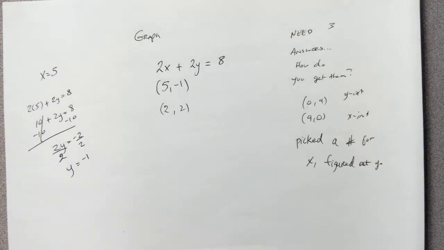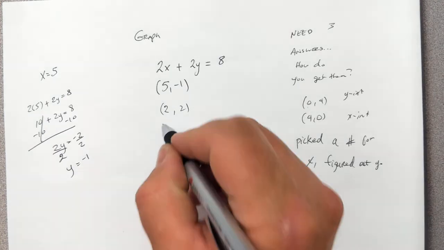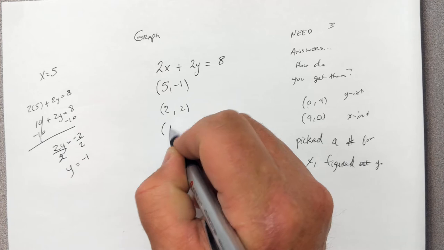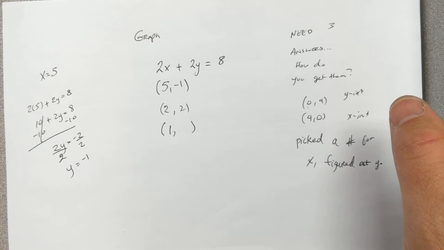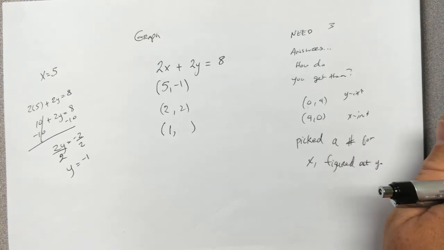Let's see here. I'm going to put a number. I want you to figure out what the other number is. Ready? We're going to call on somebody. Ready, Eileen? Okay, Eileen, you look really excited. Here we go. If X is 1, what does Y have to be? If X is 1, what does Y have to be?